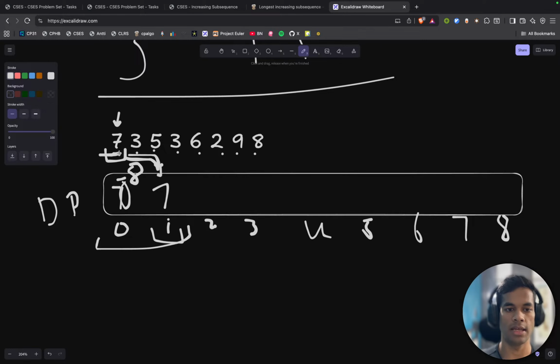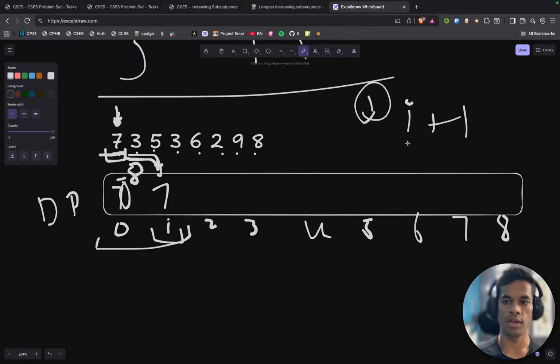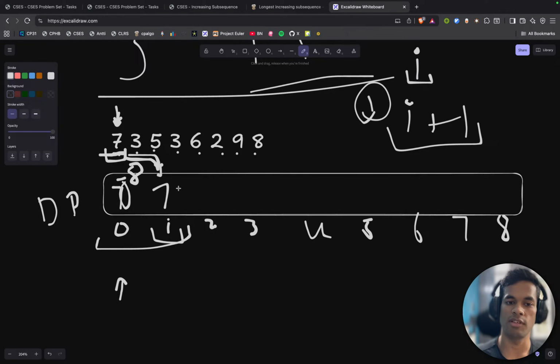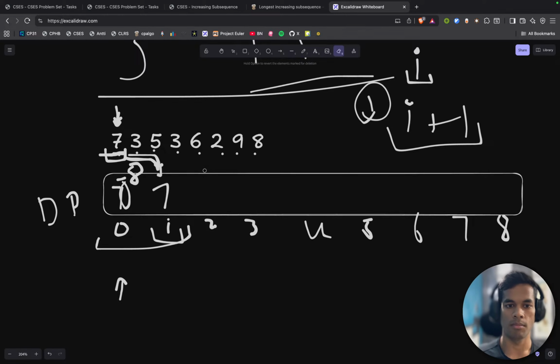The best length I can hope for is 0, because currently I am at an index of length 1. Index i plus 1 is my best hope, and I am looking for a length of i, and i in the DP array has value minus infinity. I can pair up the 7 with minus infinity, and this thing would always have minus infinity internally.